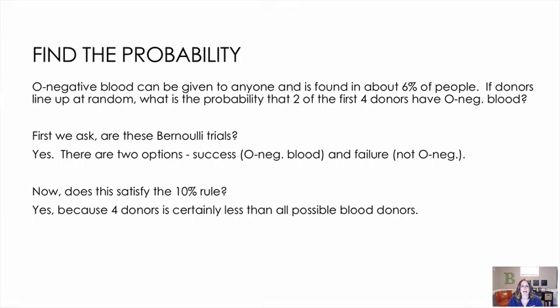We have O negative blood, which can be given to anyone, the universal donor, and is found in about 6% of people. If donors line up at random, what's the probability that 2 of the first 4 donors have O negative blood? First we ask ourselves, are these Bernoulli trials? Well, yes, because success or failure: O negative, not O negative. Any of the other ones doesn't matter. Does it satisfy the 10% rule? Well, it's 4 people. So we're assuming that 4 out of all of the blood donors is going to be less than 10% of all of the blood donors.